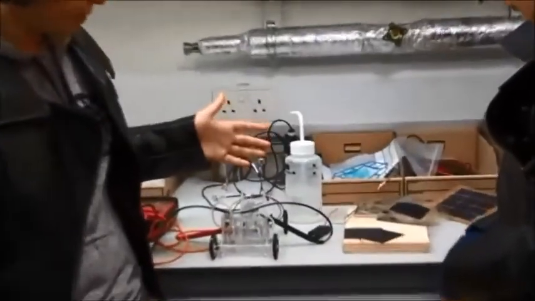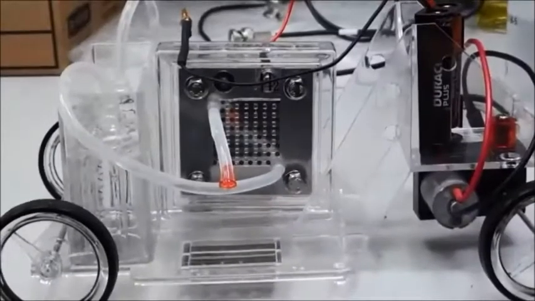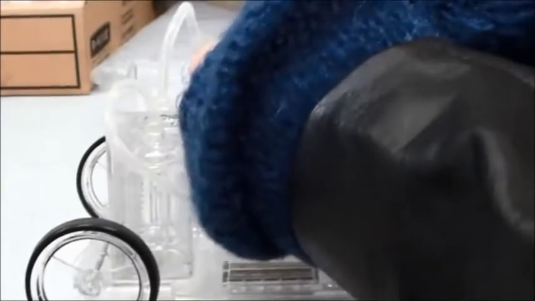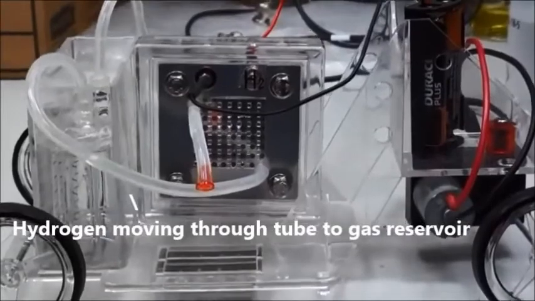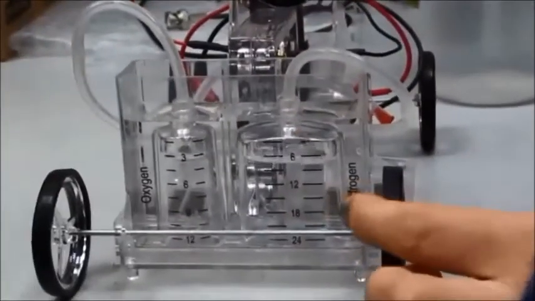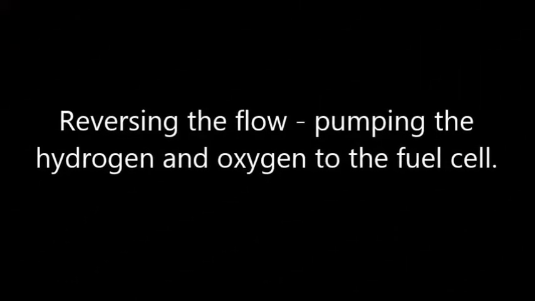This car runs on pure water. Water is the source for the hydrogen and oxygen. Electrolysis is where you convert water into hydrogen and oxygen. This one's filling up with hydrogen and this one's filling up with oxygen. The hydrogen is pumped through that tube and the oxygen is pumped through that tube.